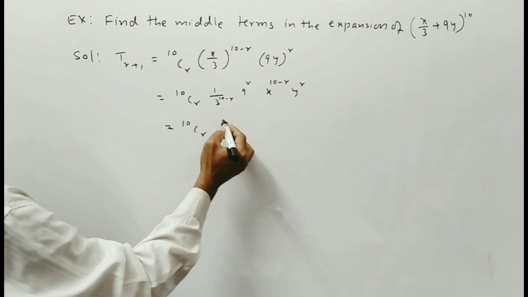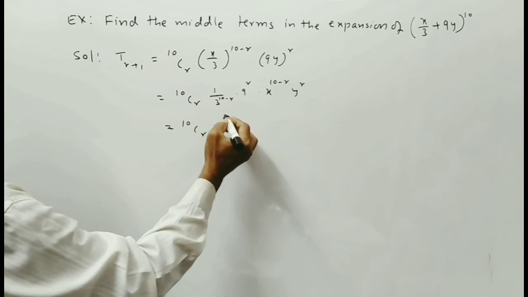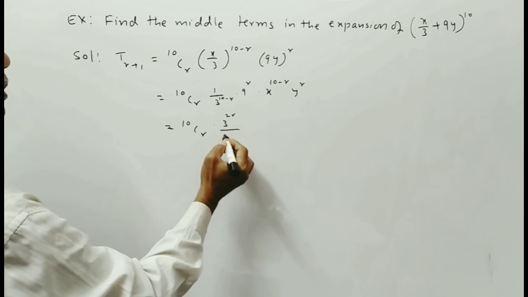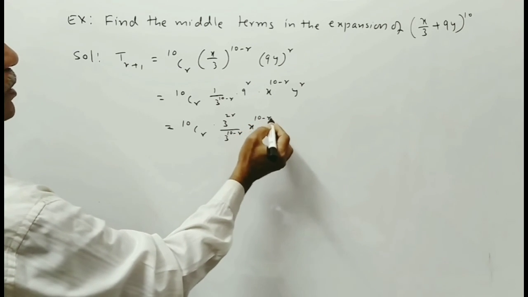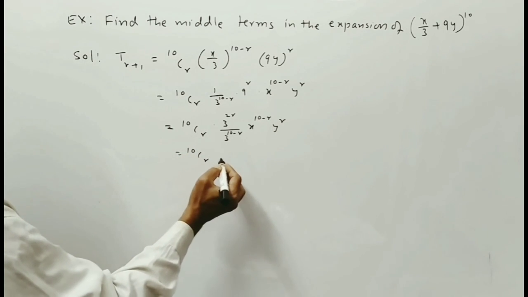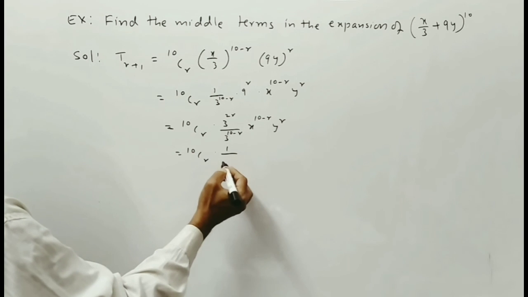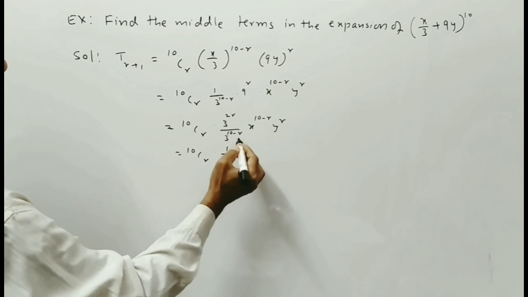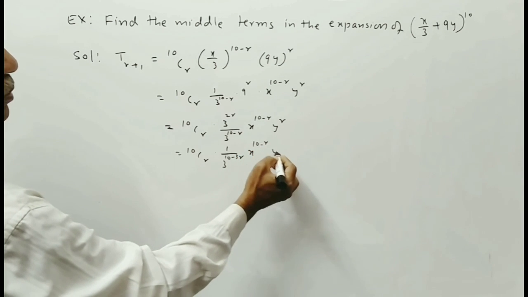into 3 raised to the power 9 can be written as 3 square, 2r, divided by 3 raised to the power 10 minus r into x raised to the power 10 minus r into y raised to the power r is equal to 10Cr into 1 divided by 3 raised to the power 10 minus 3r into x raised to the power 10 minus r into y raised to the power r.